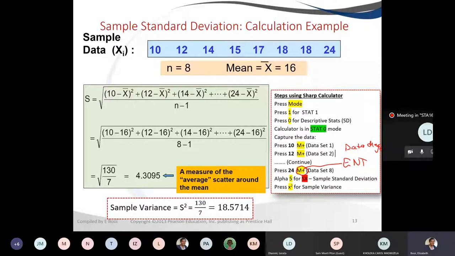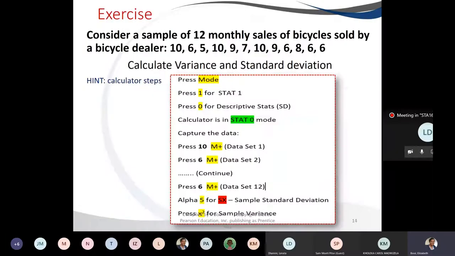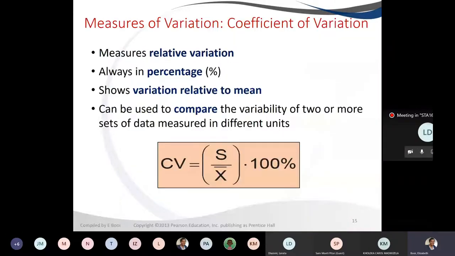You will use data change, and it will give you the same answer. Okay, so that is the standard deviation and the variance. I'm not going to ask you to do any calculation for now because we only have 30 minutes, but I will give you a chance to do the same when we calculate the coefficient of variation. Let's move on to the coefficient of variation. And I gave you some of the hints as well when you do the exercises there.